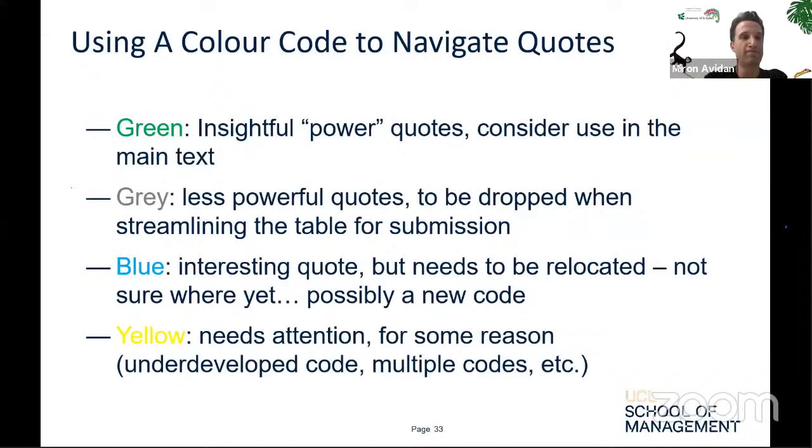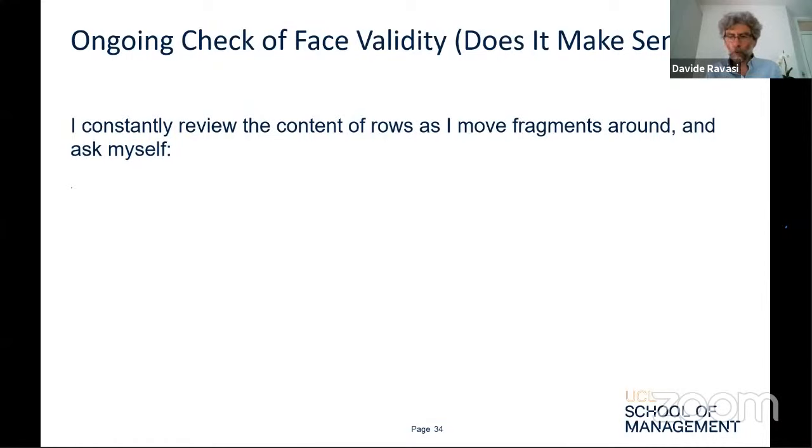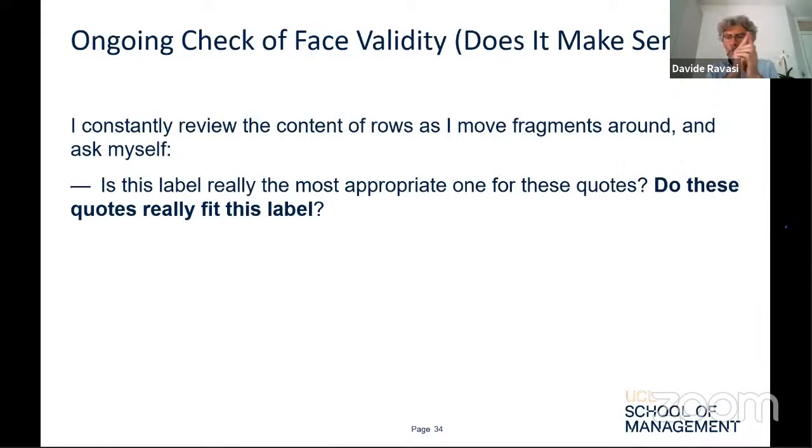This is also important because when I'm doing this, I'm constantly checking the content of the rows and the content of the cells. Questions that you should always ask yourself: Is this label really the most appropriate for these quotes? Do these quotes really fit this label? It's a face validity check. As I was saying earlier, if an external reader, me as a reviewer, comes in and says, I don't see a connection between these quotes and this label, then you have a problem. Intuitively, people need to see that yes, this label grasps the content of these quotes very well.